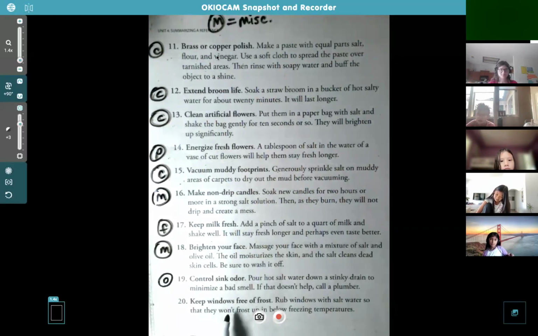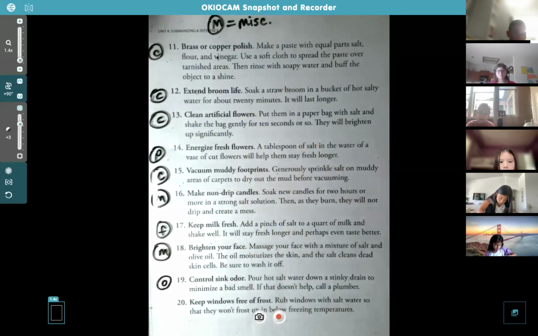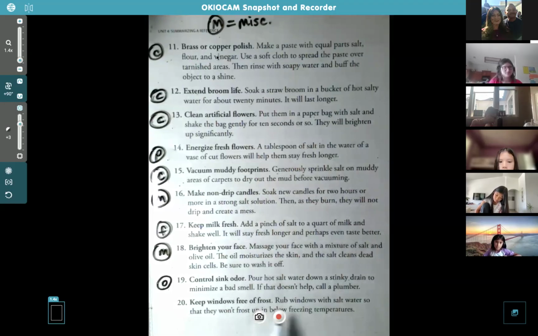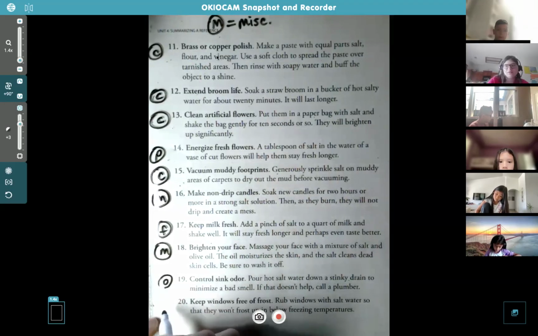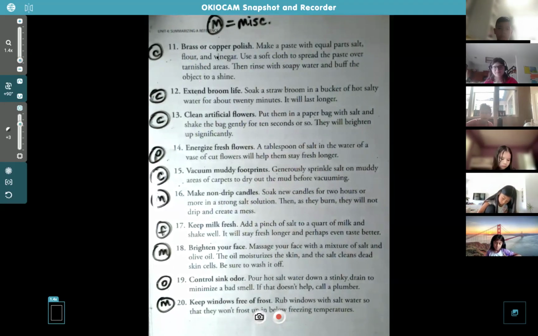And then keep windows free of frost. You know what frost is like in the wintertime? It happens up here a lot because we get really cold temperatures up here in Tehachapi. But when you put salt on your windows, it'll keep it from freezing. Like, it won't frost up. We don't really have that problem so much in California, but other places. But this is another miscellaneous thing. So let's put M here. All right, we made it. We made it to 20.